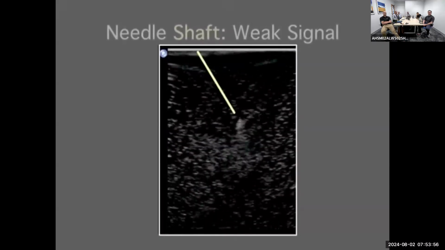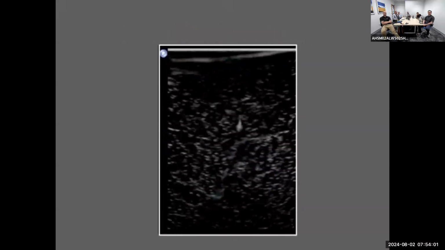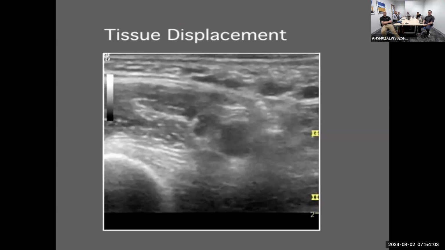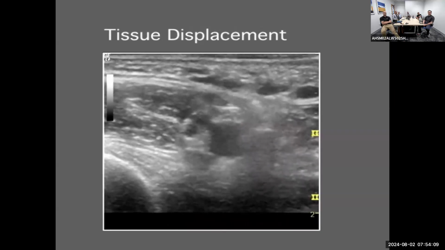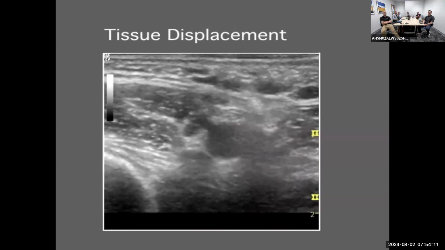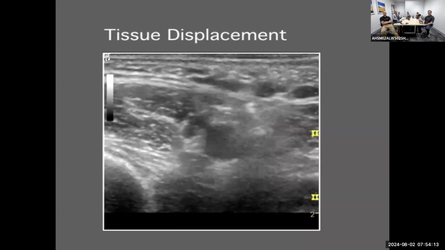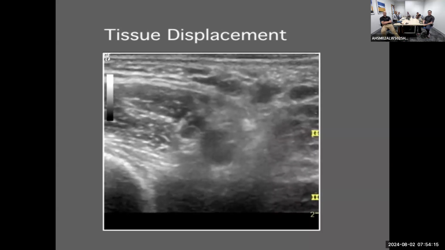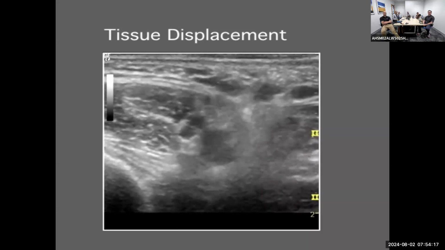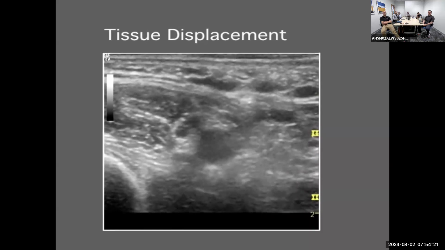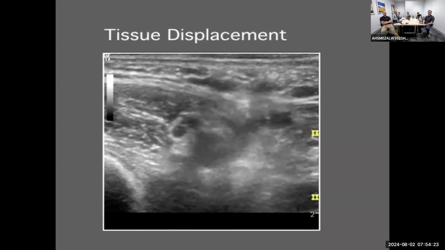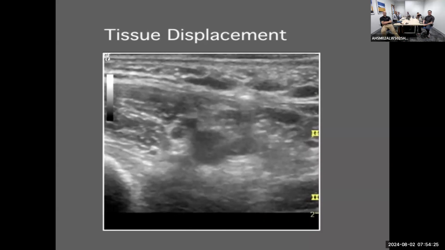In short axis, the shaft is going to be a weaker signal. The reason that the tip is a stronger signal is because you're getting reflection on a couple of different surfaces versus things getting refracted away. Sometimes all you can see is the tissue displacement, and that gives you an idea of where your needle is. Sometimes you'll hear me ask you to just inject a little bit so that we can see some of that tissue displacement and where the needle tip actually is.